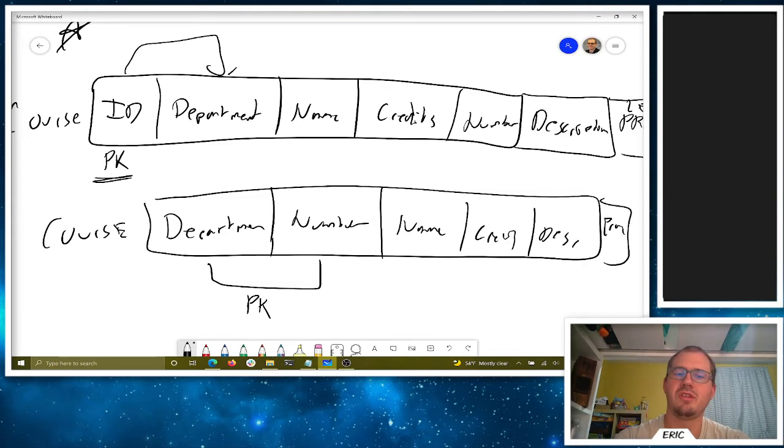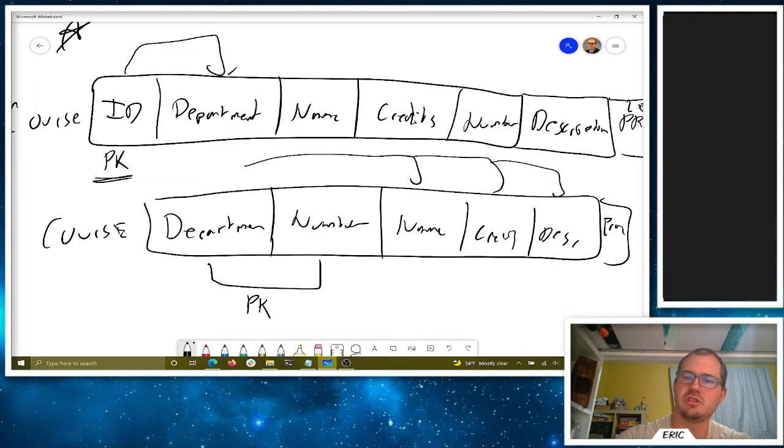Sure. Would we say that the department and number both determine the course name? Yeah, right? That probably does. They determine the name, sure. Do they determine the credits? Yeah, sure, determines the credits. Does it determine the description? Yeah, it determines the description. And does it determine the lead prof? Yeah, right? So for a given unique department and number, we'll know who the lead prof is, we'll know the course description, we'll know the number of credits, we'll know the name of the course.